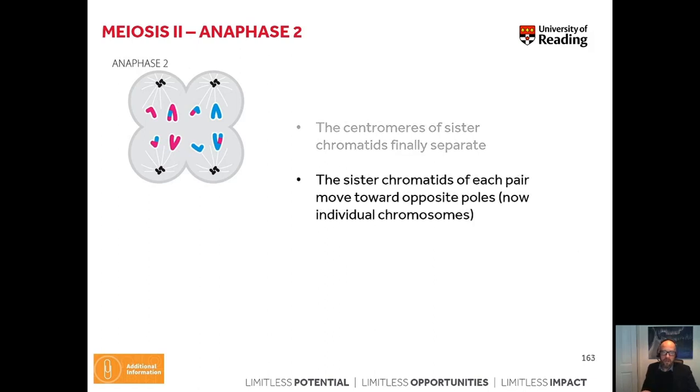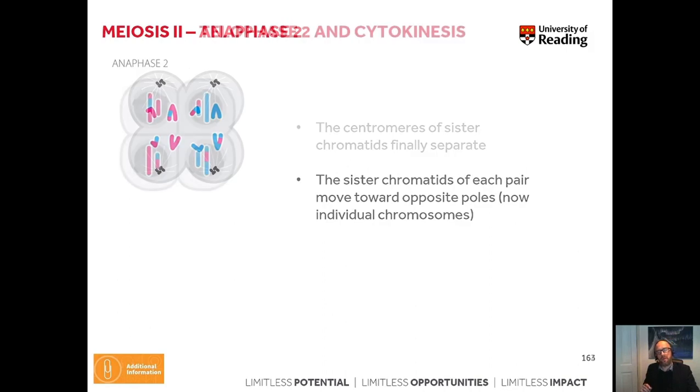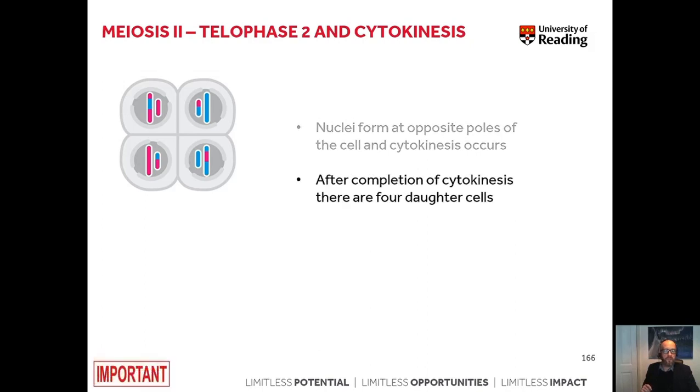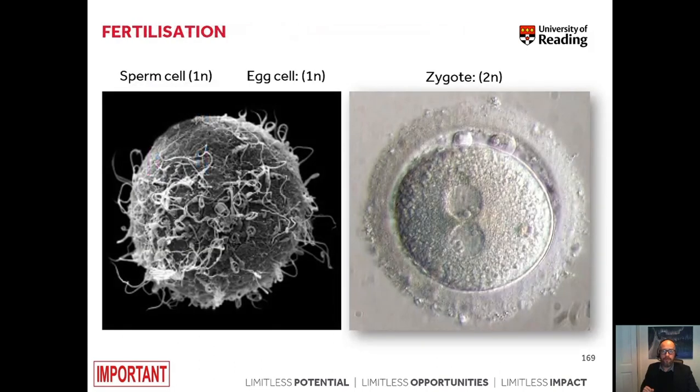The sister chromatids of each pair move towards opposite poles, now individual chromosomes. During telophase 2 and subsequent cytokinesis, nuclei form at the opposite poles of the cell and cytokinesis occurs. After completion of cytokinesis, we now have our 4 daughter cells, and all of those daughter cells are haploid or have a chromosomal configuration of 1n.